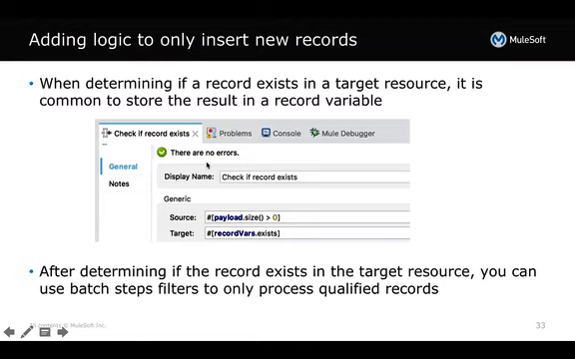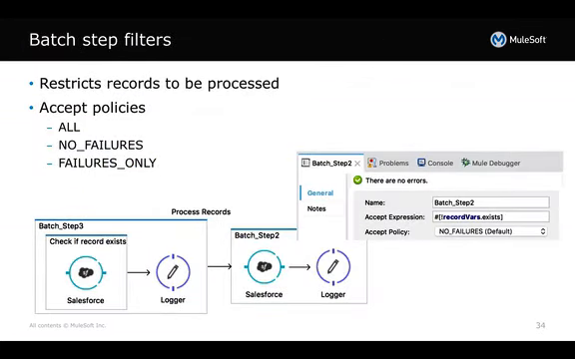Now, adding logic to only insert new records. Another thing we might need to do is, once we determine if a record exists in the target resource, we may need to store the result in a record variable. This is especially helpful because once we store it in a record variable, that subsequent step is going to be able to filter, as I'll show you in a moment, whether the record exists to determine if that step should trigger at all. So this is where batch step filters come in.